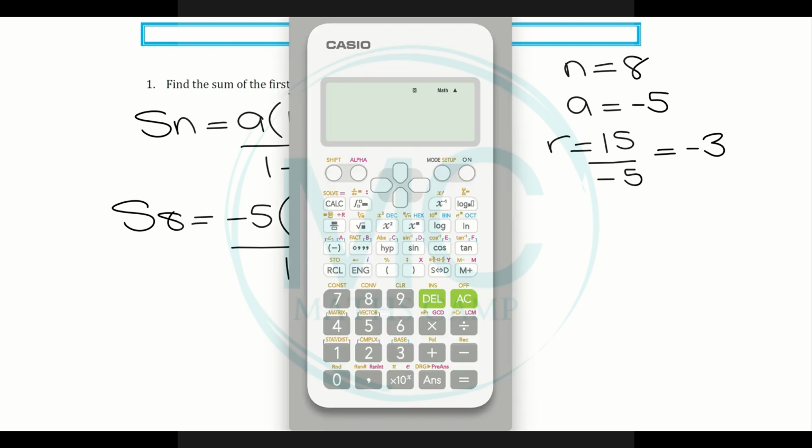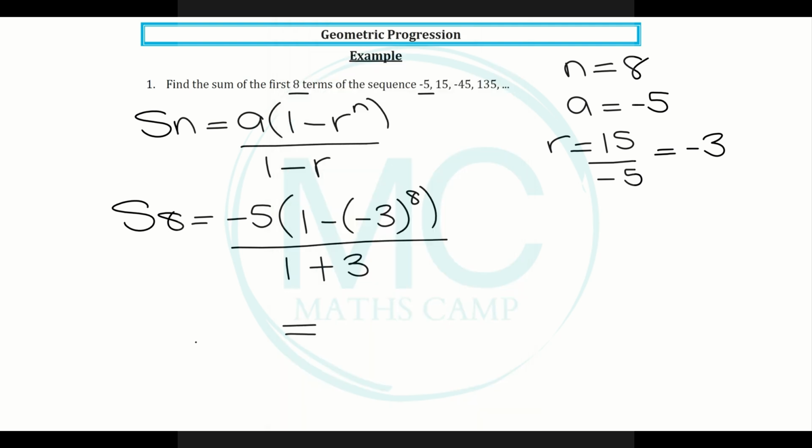Let's create a fraction. We have negative 5, open a bracket, 1 minus bracket of -3 with an exponent of 8, close the bracket, over 1 plus 3 is equal to 8,200. This is the sum of the first 8 terms in this progression. Let's do another one.